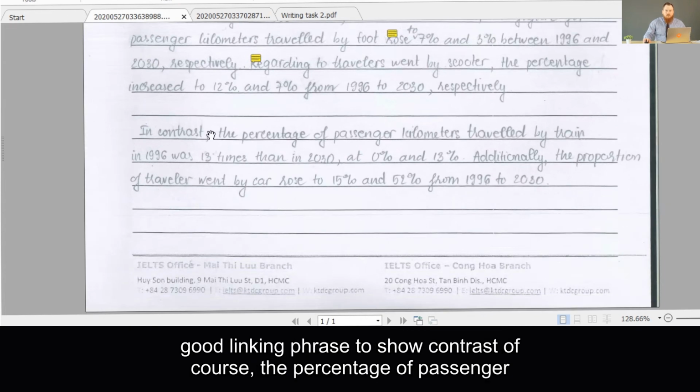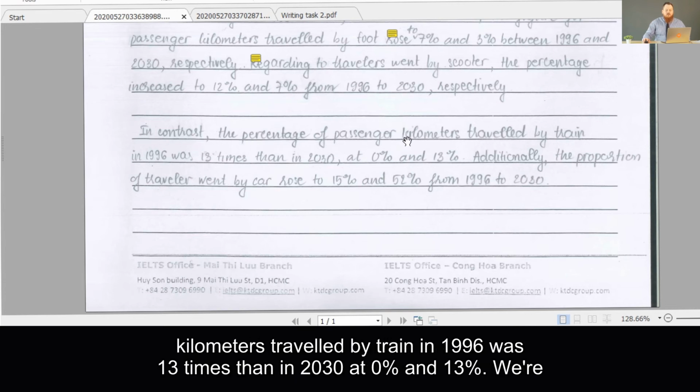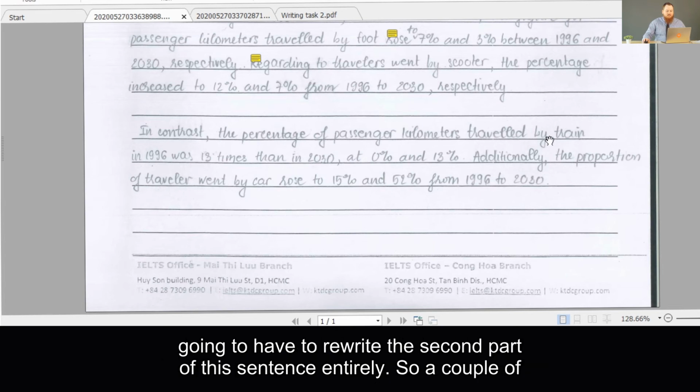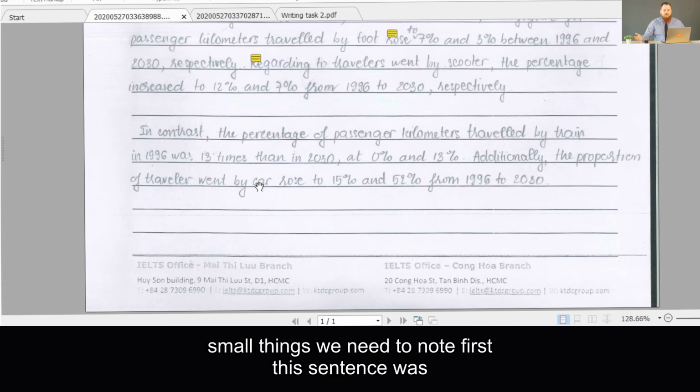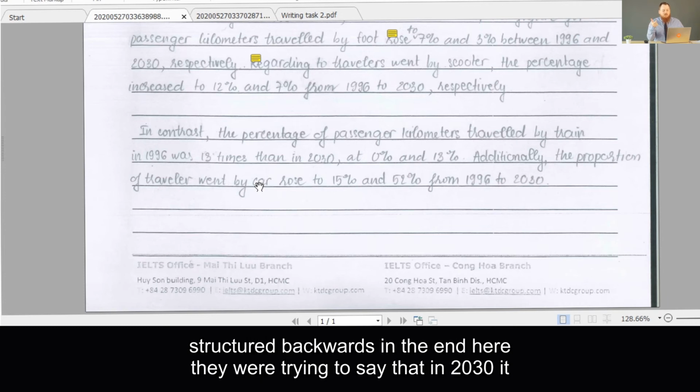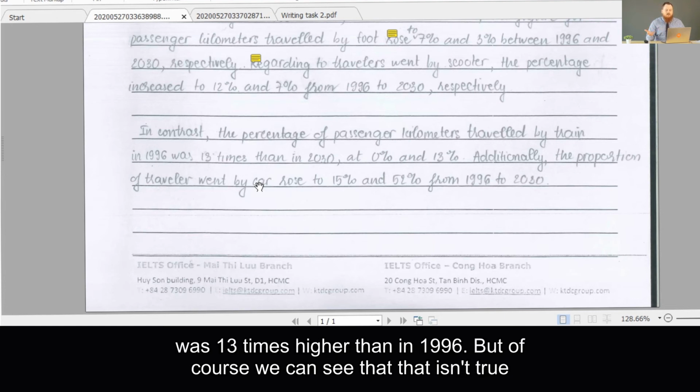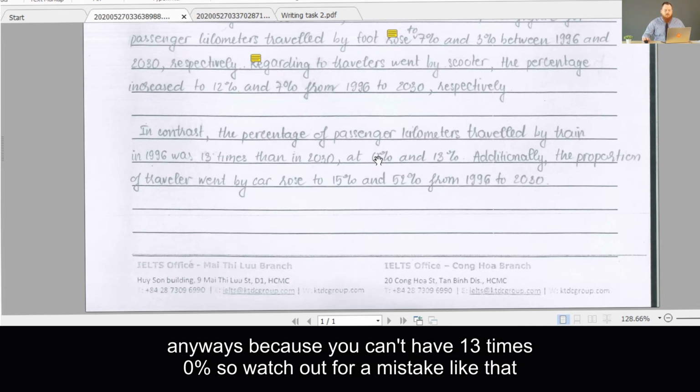"In contrast", good linking phrase to show contrast, of course. "The percentage of passenger kilometers traveled by train in 1996 was 13 times than in 2030 at 0% and 13%." We're going to have to rewrite the second part of this sentence entirely. So a couple small things we need to note. First, this sentence was structured backwards in the end here. They were trying to say that in 2030 it was 13 times higher than in 1996. But of course we can see that that isn't true anyways, because you can't have 13 times 0%. So watch out for a mistake like that.